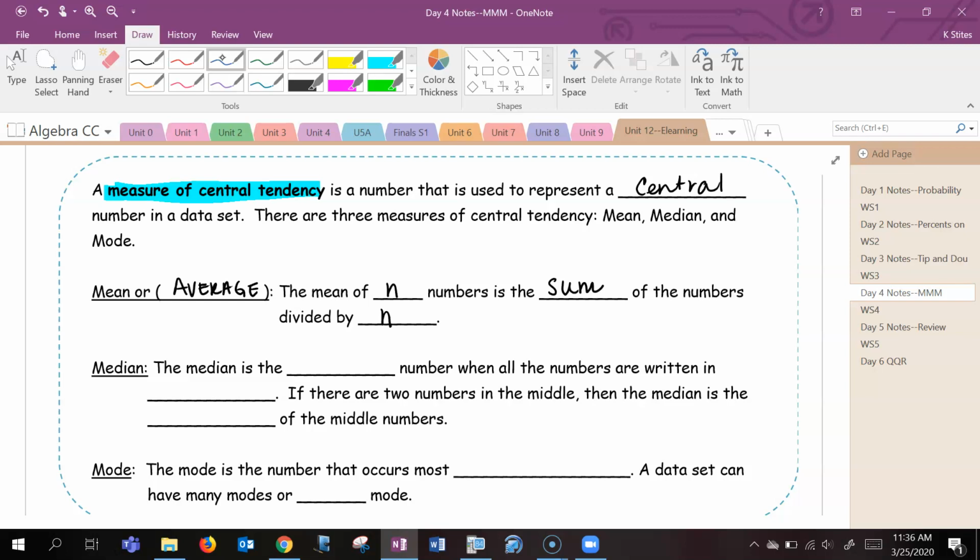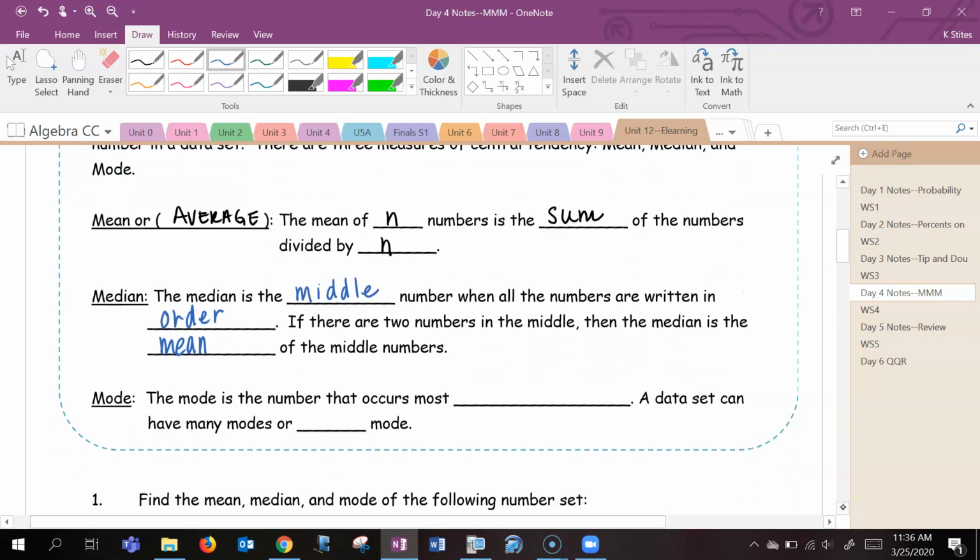Okay, now the median is something different. The median is the middle number when all the numbers are written in order. And if there are two numbers in the middle, then the median is the average or the mean of the middle numbers. All right, and then finally we have the mode. This one's the easiest. The mode is the number that occurs most frequently in your data set. A data set can have many modes or no mode.